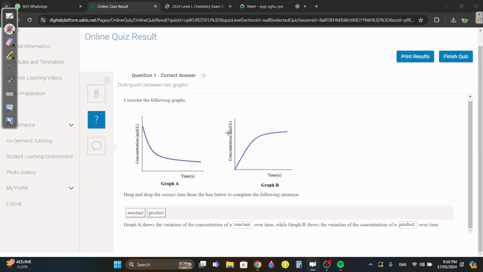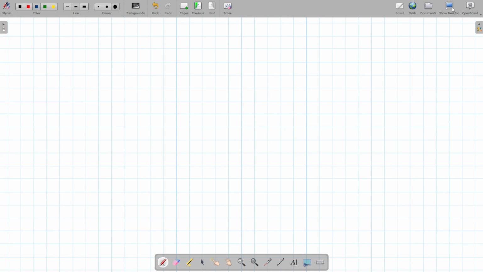They gave us two graphs here. This whole chapter is about reaction rates. Here they gave you two graphs. In general, the reaction rate would be like, let's say you have Na plus Cl to produce NaCl.